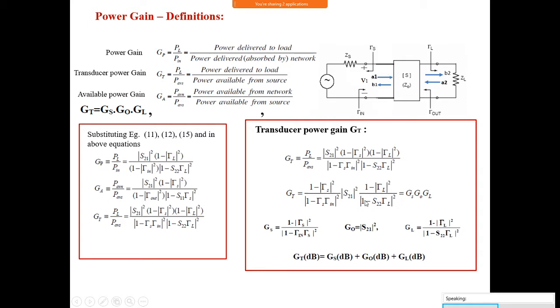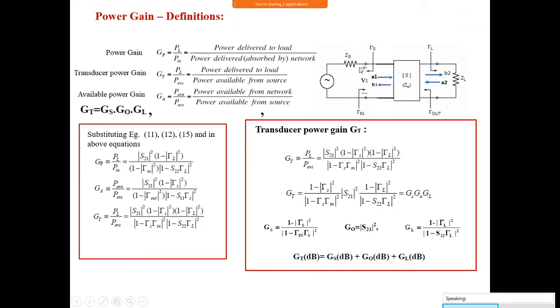In this equation, as we can observe, there are three terms. The first term is denoted by the letter GS. It is this term here, 1 minus tau s divided by 1 minus tau in and tau s. Here tau s is Zs minus Z0 divided by Zs plus Z0. So it depends on the value of the source impedance Zs. So this GS depends upon the value of Zs.